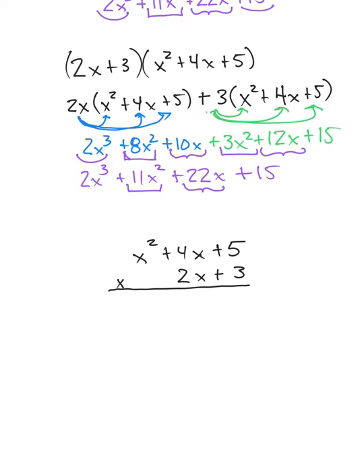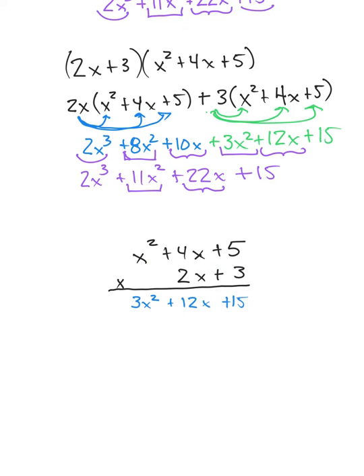I'm going to start at the right, and I want to multiply every term on the top by 3. We don't have to worry about carrying when we do this, which is one of the nice things. So I get 3 times 5 is 15. 3 times 4x is 12x. And 3 times x squared is 3x squared. All right, that takes care of that portion.